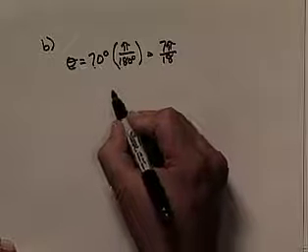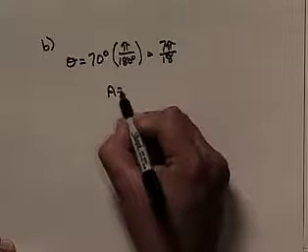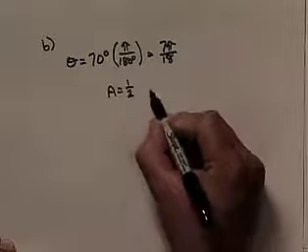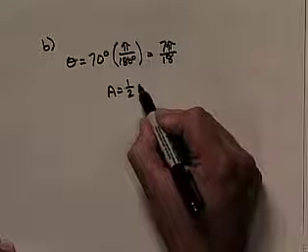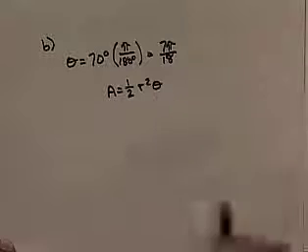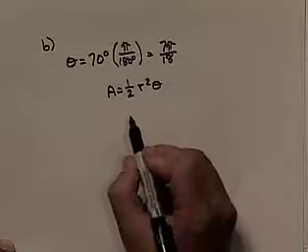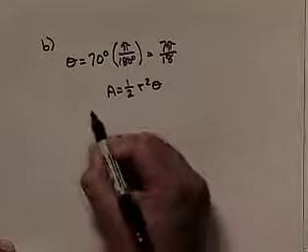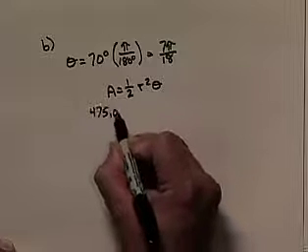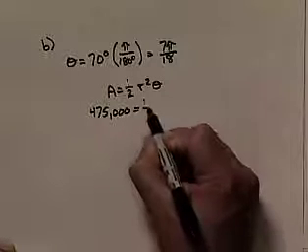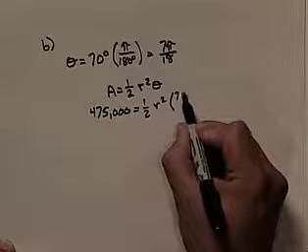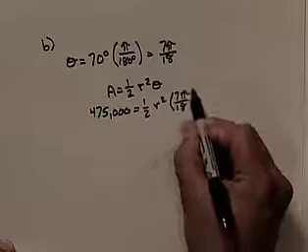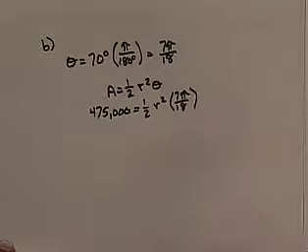Now, since the area at this time is a sector, we use the formula for the area of a sector, which is area equals 1/2 r squared theta. The area is 475,000 square meters. r is the unknown, that's what we're looking for, and theta in this case is 7 pi over 18. Now we need to solve this for r.